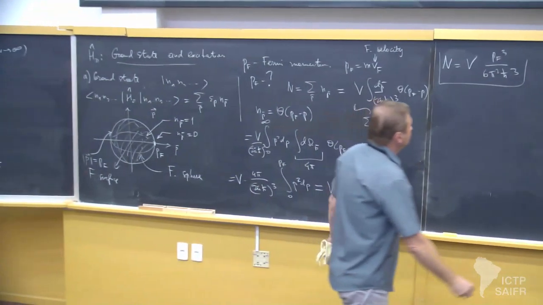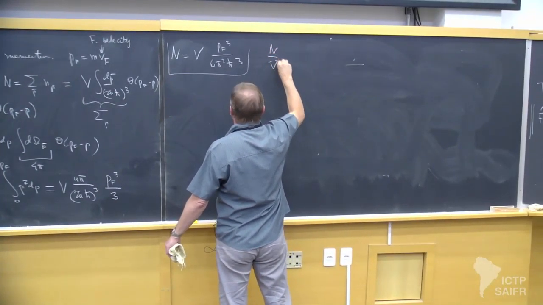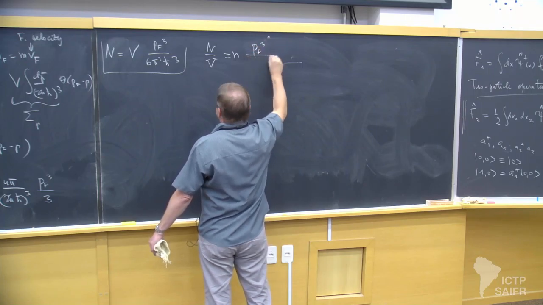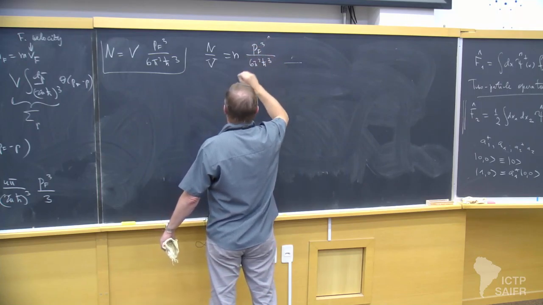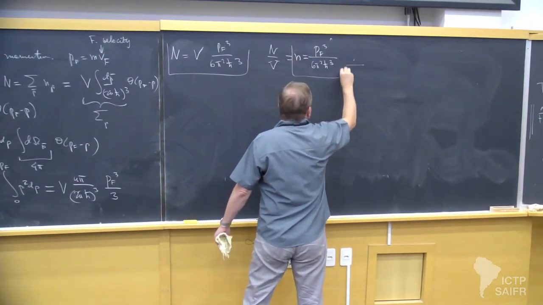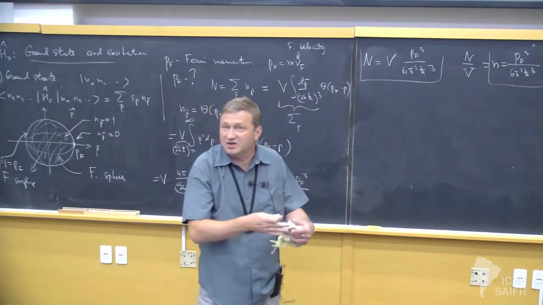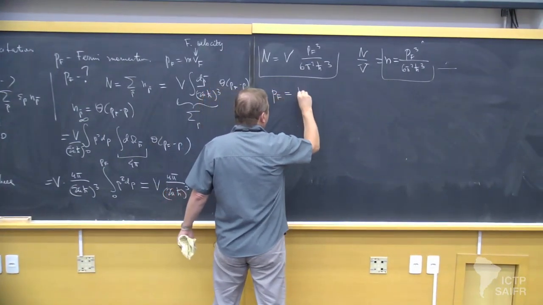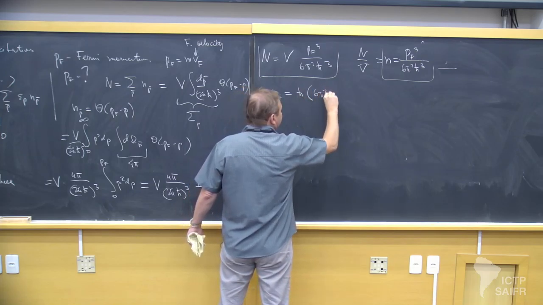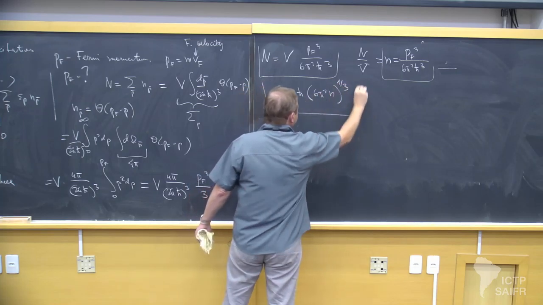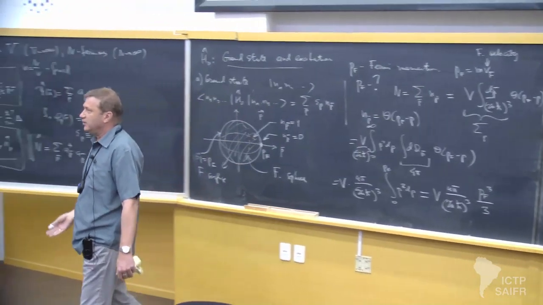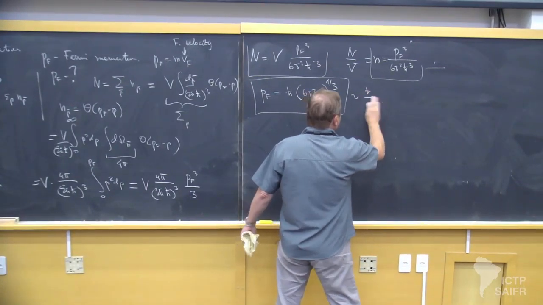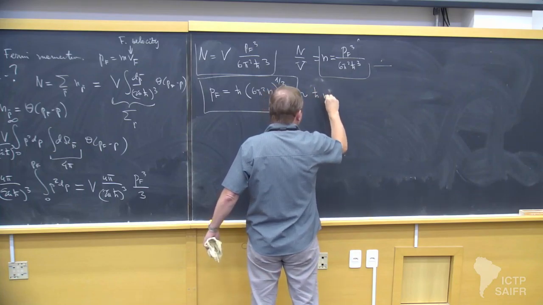Of course, it is more convenient to write it this way: N over V, this intensive quantity which is our density, is p Fermi cubed divided by 6 pi squared h bar cubed. So you see, pF depends only on density, as it should be, because it's just a counting of states. And from here we immediately find that pF is h bar times (6 pi squared n) to the power 1/3. So if I know the density, I know pF. And you see that this is h bar times n to the power 1/3.